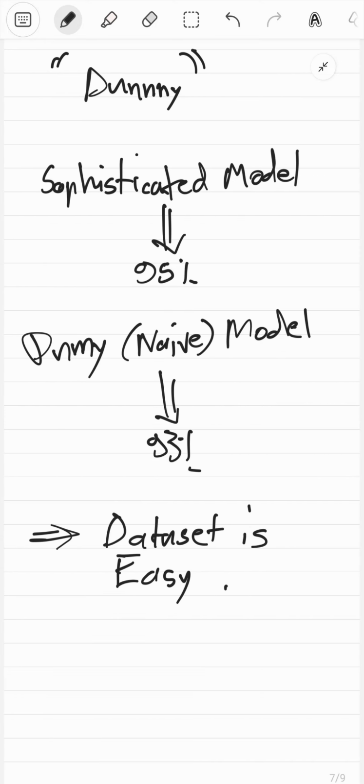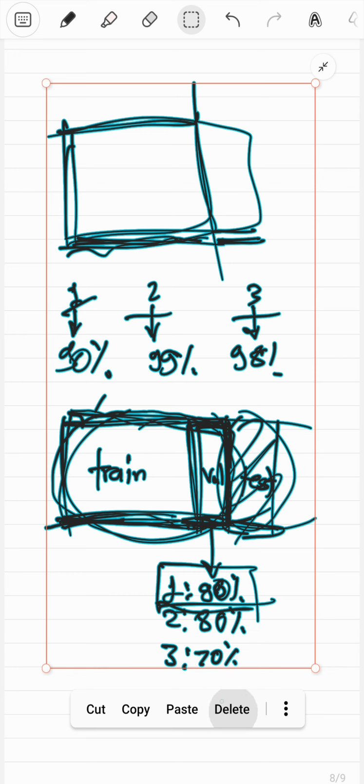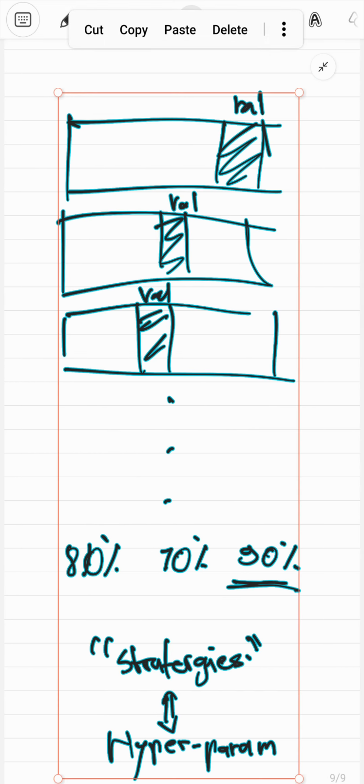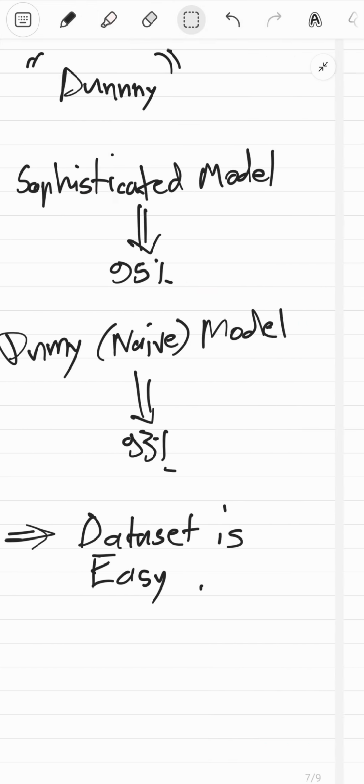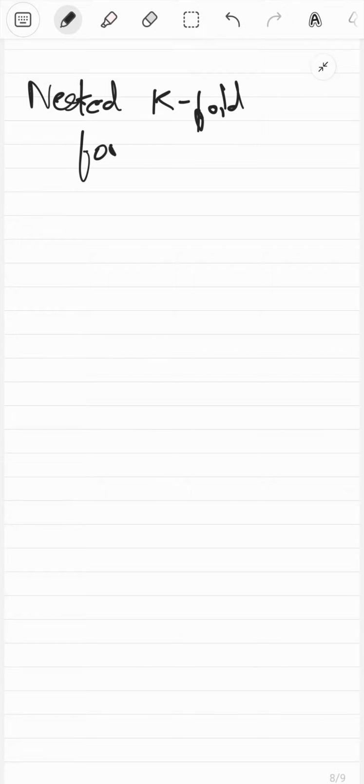All right, cool. So what we have done now is nested k-fold for hyperparameter tuning.